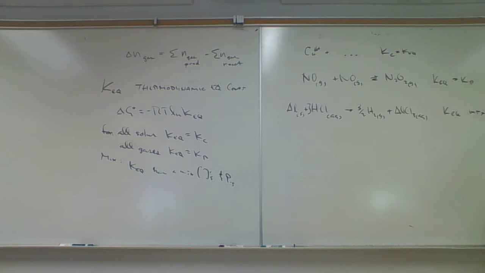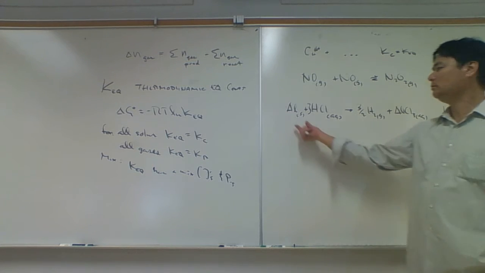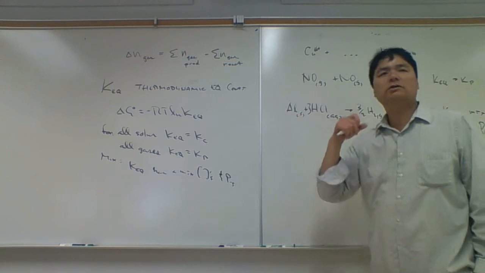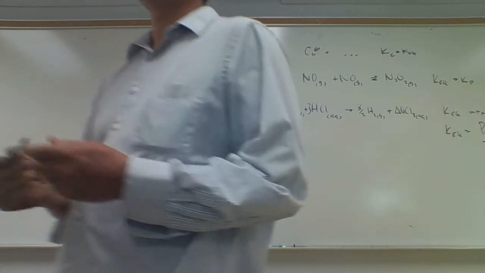And so if I do the Keq for this one, since we have a gas here, it's going to equal the partial pressure of hydrogen gas raised to the 3/2 power, times the concentration of AlCl3, divided by, now what do I do with aluminum? Should I use the concentration or the pressure of aluminum?